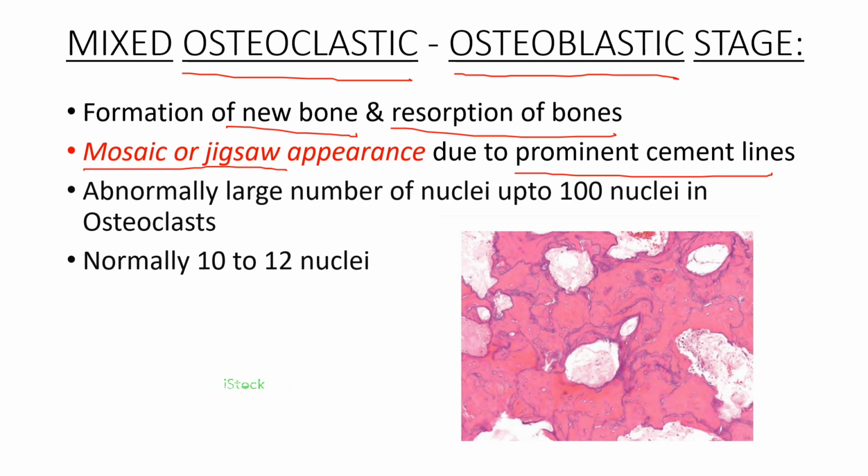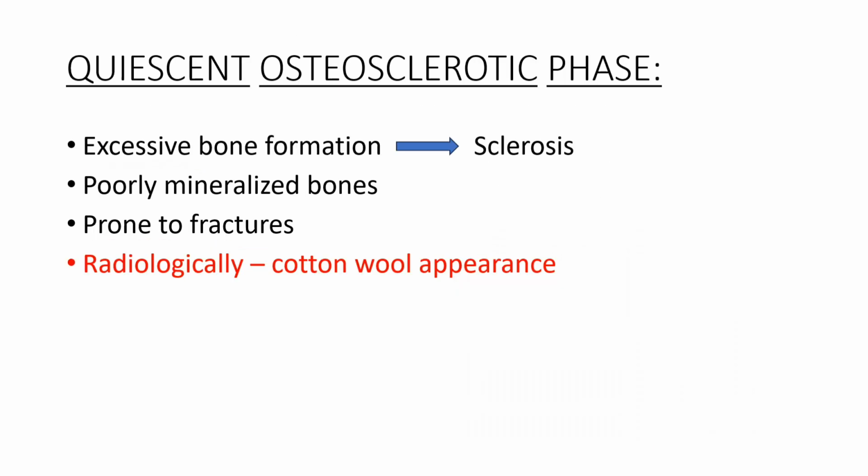Normally there are 10 to 12 nuclei in an osteoclast, but here there will be an abnormally large number of nuclei, up to 100 nuclei in a single osteoclast. The third stage is the quiescent osteosclerotic phase, where there is excessive bone formation which leads to sclerosis of bone. This leads to poor mineralization of bone, so the bones are prone to excess fractures.